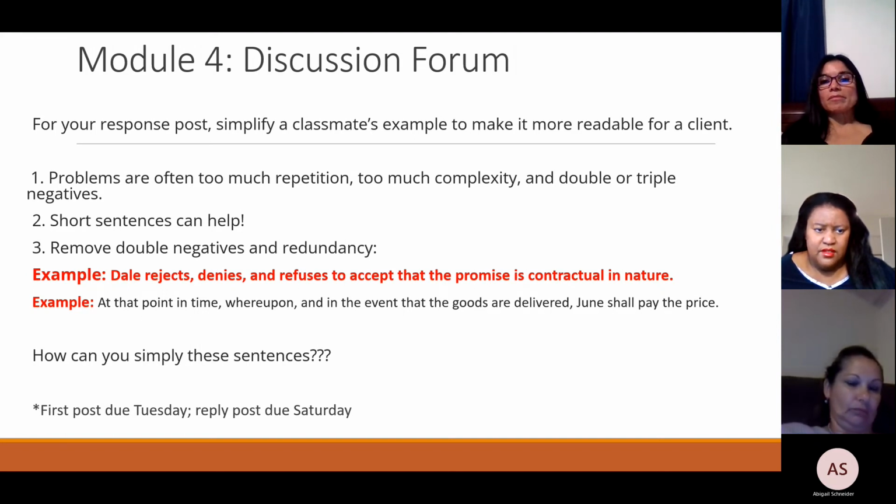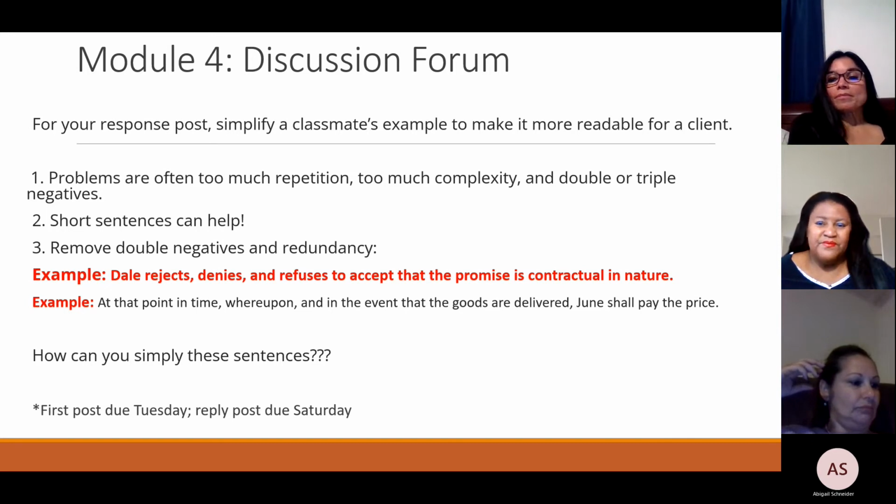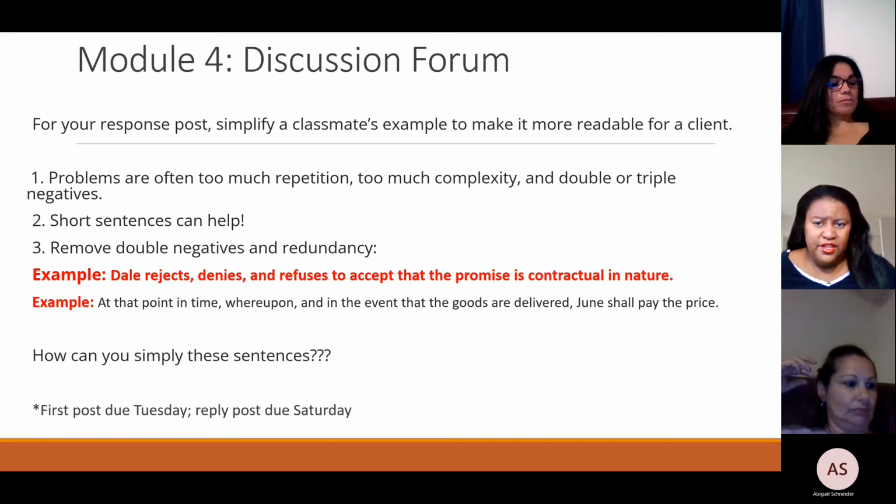especially that in nature, that's not needed in that sentence. So if you can make something shorter so that your supervising attorney can read it faster, so that your client can read it faster, so that the judge can read it faster, so that the judge's law clerk can read it faster, that's going to help you win your case. Nobody wants to get bogged down in old legalese that was brought over from England 400 years ago. So if we can just say Dell denies the fact that the promise is contractual. Boom. Short, sweet, and to the point.